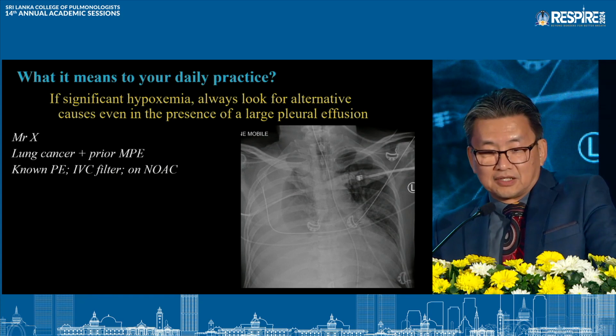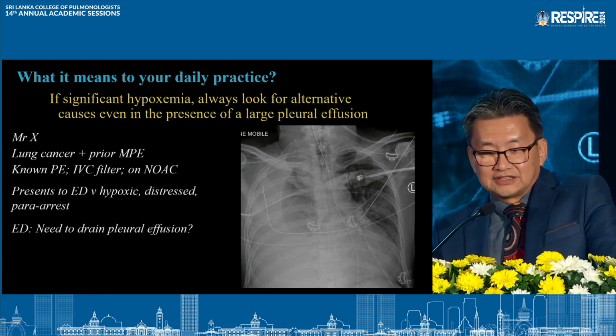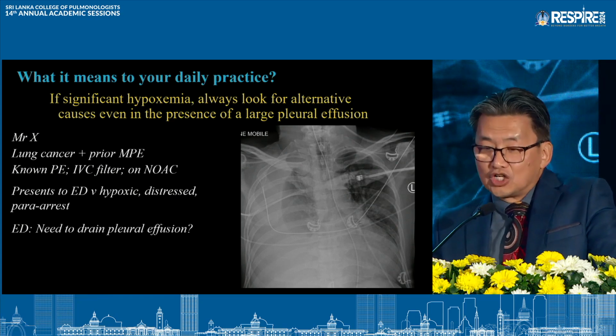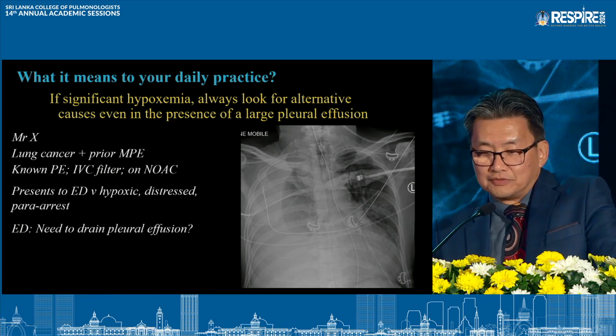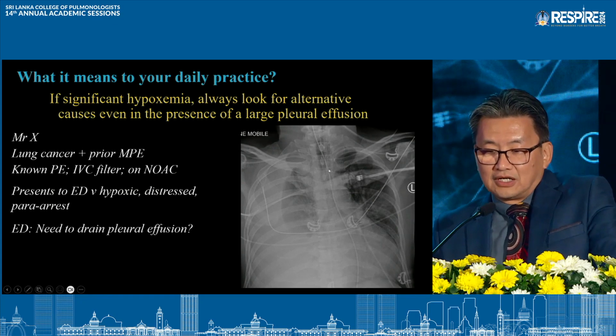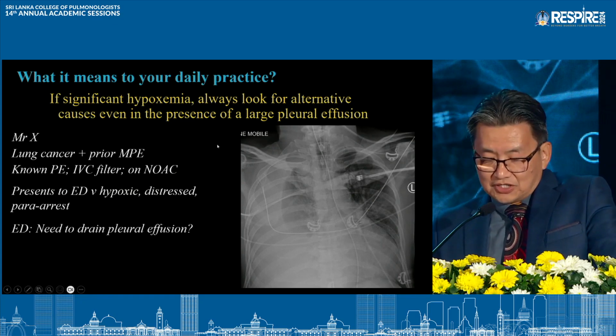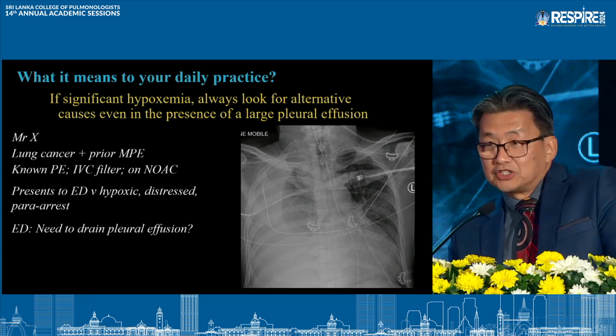He previously has pulmonary emboli, has an IVC filter, is on a NOAC, and presented via ambulance to the emergency department, very hypoxic and very distressed in a para-arrest state, with this chest X-ray, which of course shows a large pleural effusion and contralateral mediastinal shift.